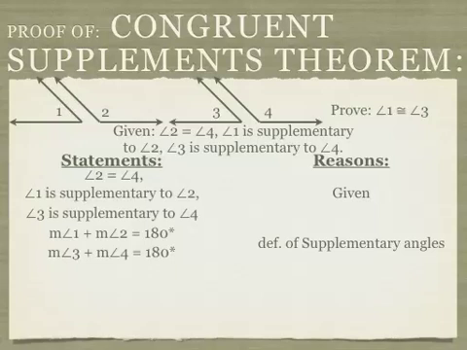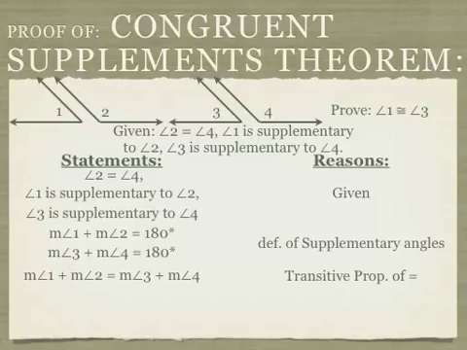Now that I have the measure of angle 1 plus the measure of angle 2 equal to 180, and the measure of angle 3 plus the measure of angle 4 equal to 180, I'm going to set the measure of angle 1 plus the measure of angle 2 equal to the measure of angle 3 plus the measure of angle 4 because of the transitive property of equality. Because both of those statements above were equal to 180, I can get rid of the 180 and set them equal to each other. Because I am going to notation and I'm going away from numbers, I'm going to say that it's the transitive property instead of substitution.